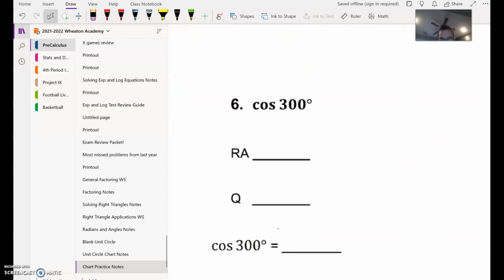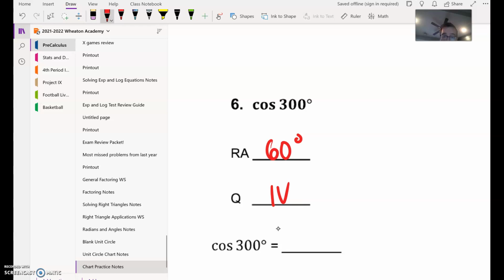Let's do a couple more. Let's do the cosine of 300. What is the reference angle? I put this here for a reason. You've got to follow this way. Cosine of 300. How far away from the x-axis is 300? Well, that's 60 away. So we got the reference angle. What quadrant is 300 in? It's in quadrant 4.